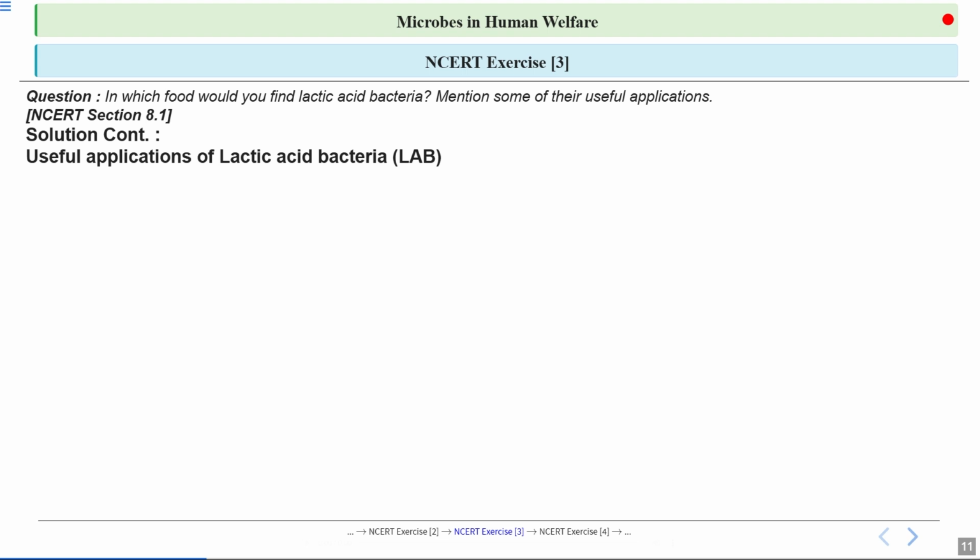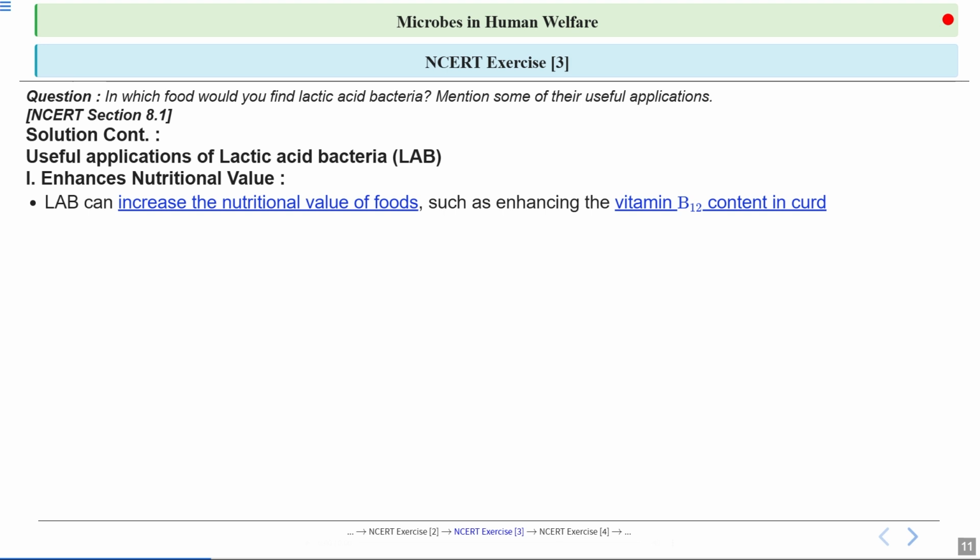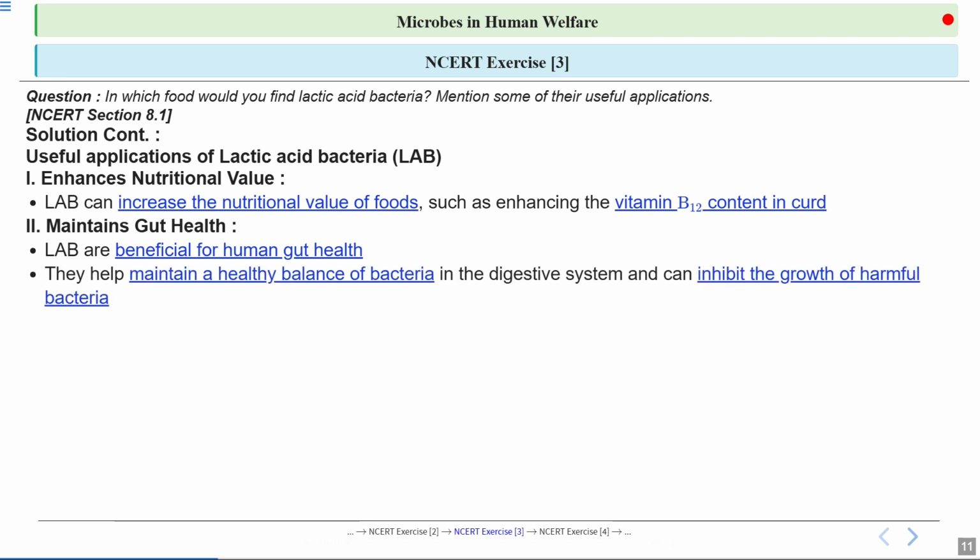Now, useful applications of lactic acid bacteria. It enhances the nutritional value of the food. Lactic acid bacteria can increase the nutritional value of food by enhancing the vitamin B12 content in the curd. Next, it maintains gut health as well. Lactic acid bacteria are beneficial for human gut health. They help maintain a healthy balance of bacteria in the digestive system and can inhibit the growth of harmful bacteria as well.